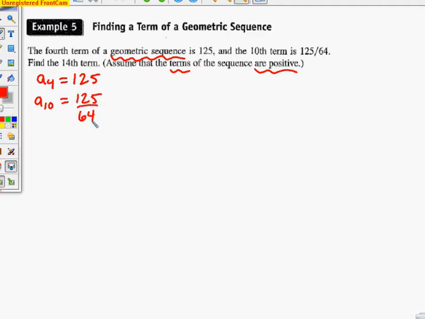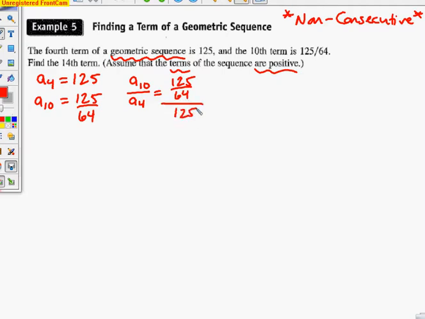So what I want to do is find the ratio of these two. Now these are non-consecutive, so this is an important example of a non-consecutive. But we'll be able to use that ratio to find the common ratio between consecutive terms. So I will divide these two. So I'll do a10 divided by a sub 4.